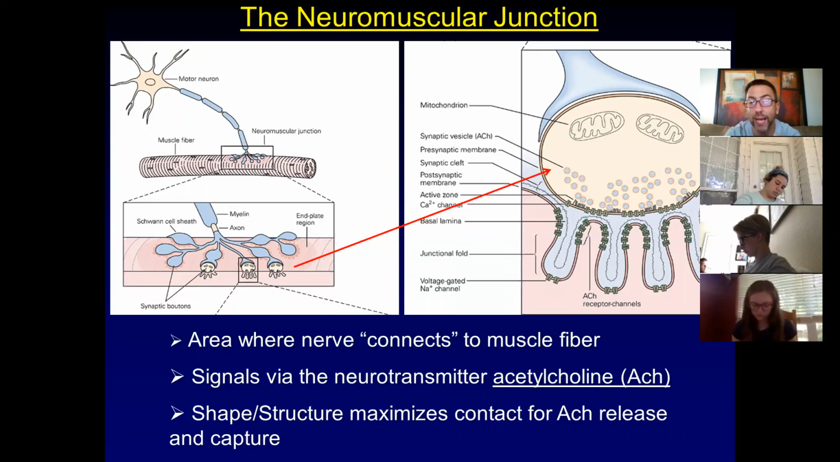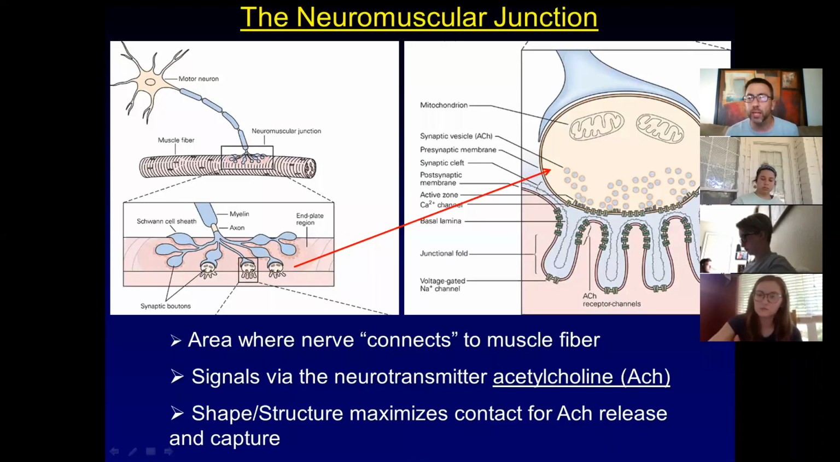So what happens at the junction? If we look at a close-up of it over here on the right, you will see that the end of the axon bulges out and forms this bulb-like structure. It's actually called the bouton, which is neither here nor there. And then on the muscle side, underneath that, you will see that the membrane, or the sarcolemma, of the muscle at the junction has all of these folds or clefts in it.